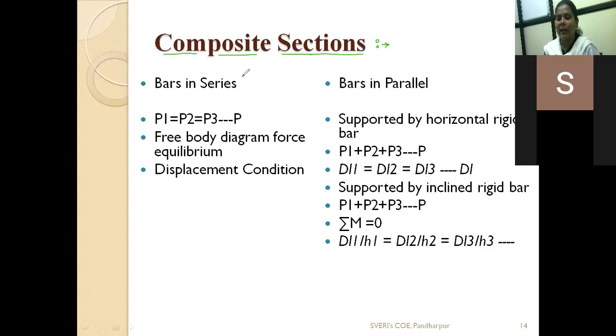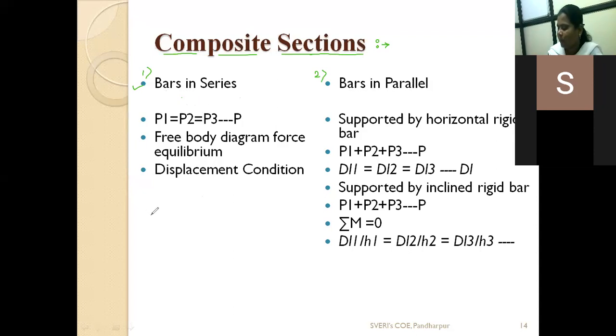Okay. So in that there are two conditions. First condition is bars in series and second condition is bars in parallel. Already we discussed what is meant by composite section. If our member or particular section is made up using more than one member, this is called a composite section. In that there are two cases: first is bars in series and second is bars in parallel. So first we will see what is meant by bars in series.